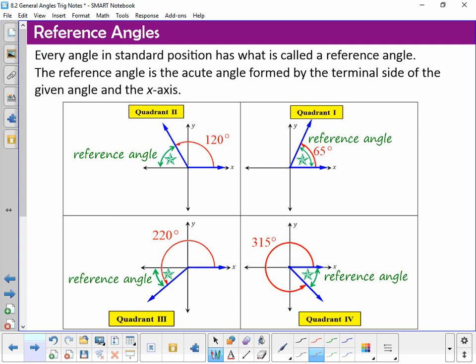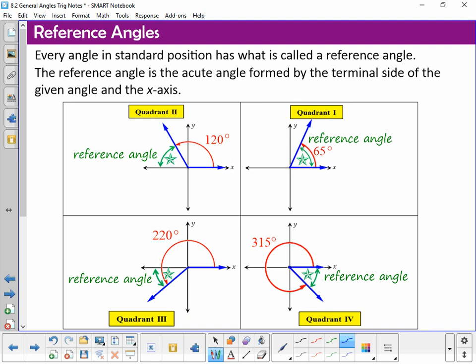Okay, so when we have these angles in standard position, every one of these angles in standard position has what we are going to call a reference angle. The reference angle is the acute angle that's formed by the terminal side of the angle. So it always has a terminal side, remember. It's going to be the angle between the terminal side of the angle and the x-axis. We'll call that the reference angle. So I want to show you what this looks like in each of the quadrants.